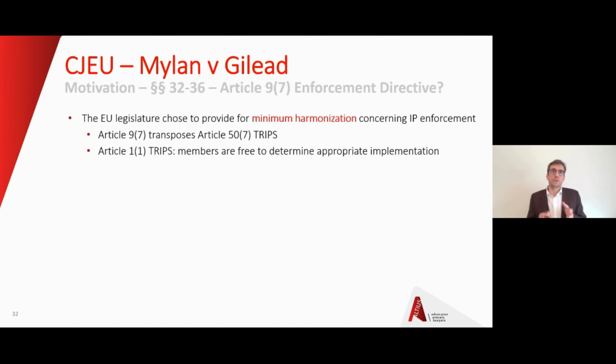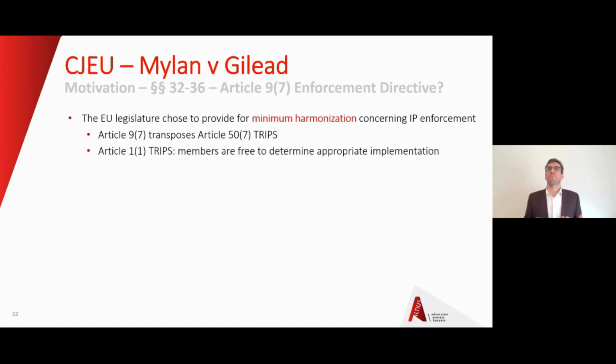So let's look into the motivation of the CGU's decision, Milan versus Gilead. We see that the court considers that the EU legislator chose to provide for minimum harmonization concerning IP enforcement. And in that regard, it also referred back to Article 57 of the TRIPS agreement, which, by the way, the court had also done in the Bayer versus Gideon Richter decision, as we saw before.